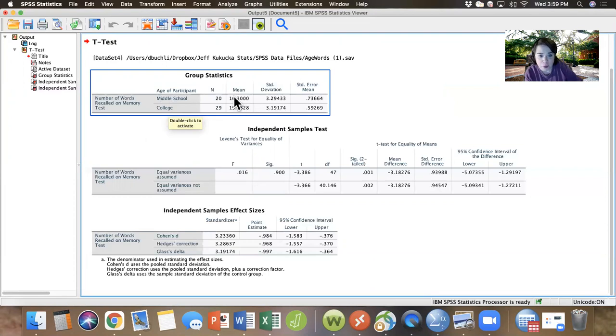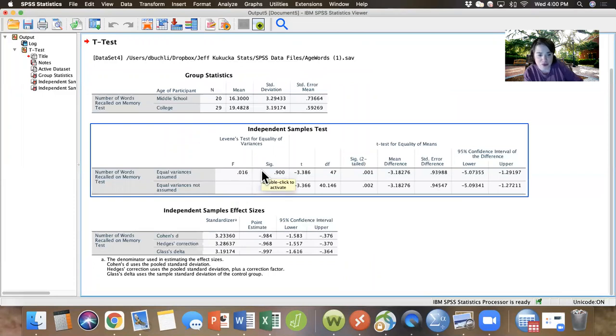The mean of words recalled in middle schoolers was 16.30. Remember to go to 2 decimal points, right? So 16.30 as compared to the mean for college students, which was 19.48. Okay, and then we have our standard deviation per group, 3.29 and 3.19, and then our standard error for each group, so 0.774, 0.59, okay, for each of our groups, okay?